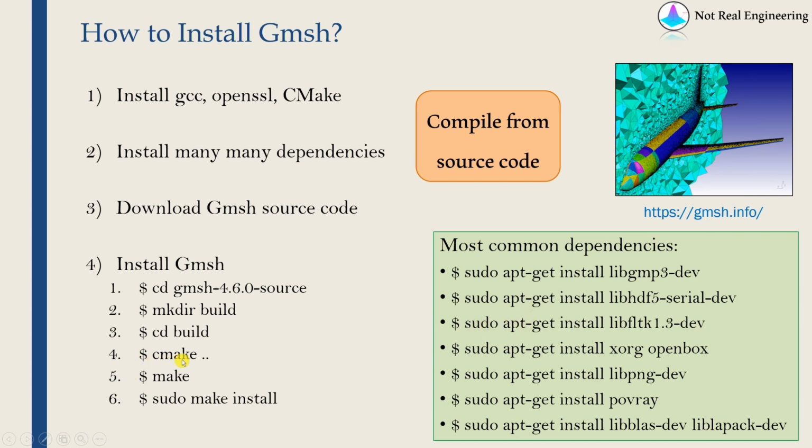When you do this cmake .., then you will actually know which dependencies are missing. And then you can install all those dependencies. Next, we will download Gmsh source code from Gmsh website, which is given over here. And finally, to install Gmsh, we have to follow this sequence of commands.